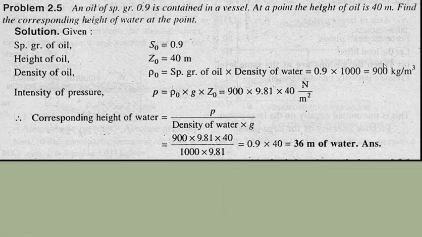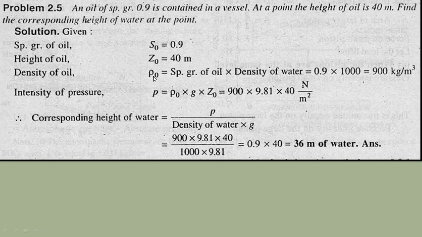Then, an oil of specific gravity 0.9 is contained in a vessel. At a point, the height of oil is 40 centimeter. Find the corresponding height of water at the point. So the solution: the given data are specific gravity of oil S0, height of oil Z0, density of oil rho O. O means oil, that's why I have written it.